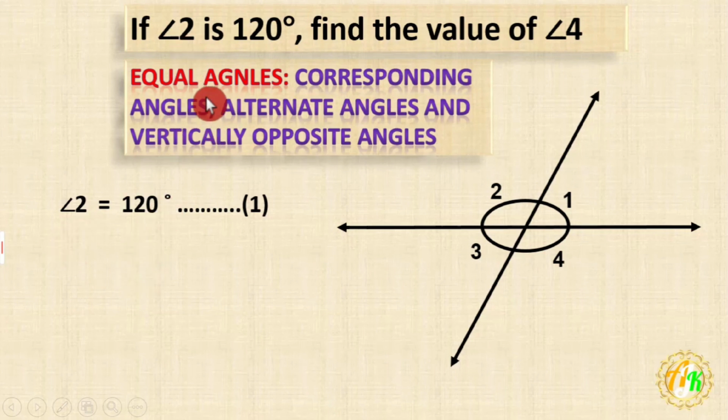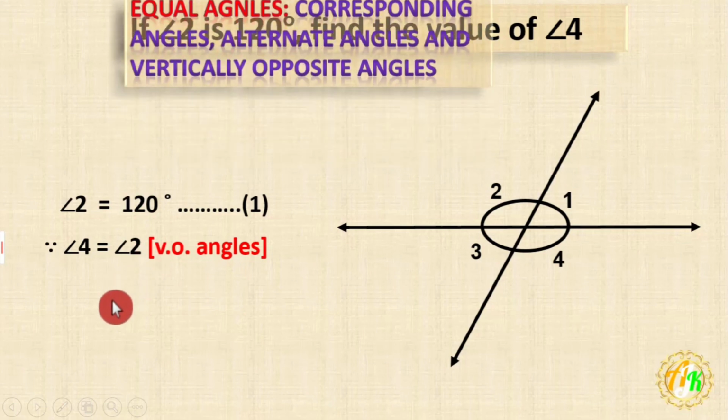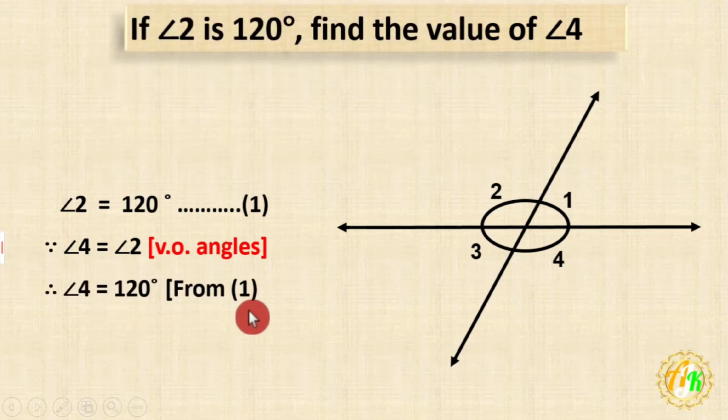We have to write angle 4 on the left hand side, and they are equal. Angle 4 and angle 2 are equal, vertically opposite angles. Now write down the value of angle 2 just below it. So angle 4 is equal to 120 degree from equation 1.